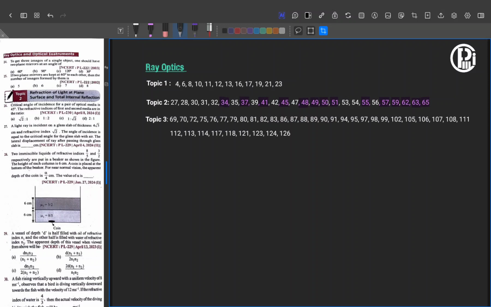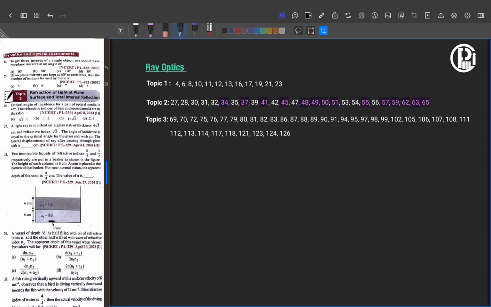In ray optics I only explained the refraction part. I did not explain reflection, but I will do it soon, right? So in today's class, let's talk about refraction PYQs. There are roughly 27 PYQs on a topic that involves refraction on a plane surface. Tomorrow I will explain the lenses part.